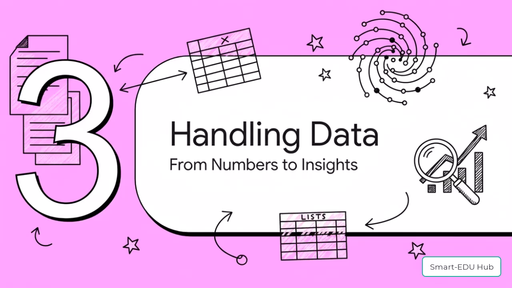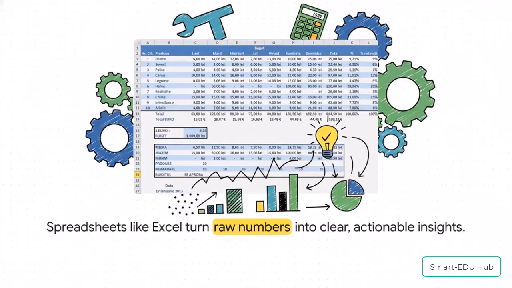Okay, so creating documents is one thing, right? But what about handling data? From simple lists to really complex data sets, we need a whole different set of tools to manage information effectively. Enter the spreadsheet. This is your multi-tool for anything and everything involving numbers. Something like Excel lets you take all this raw data, like you see in this sample budget here, and use formulas and charts to instantly see what's going on. You are literally turning a mess of raw numbers into clear, actionable insights.